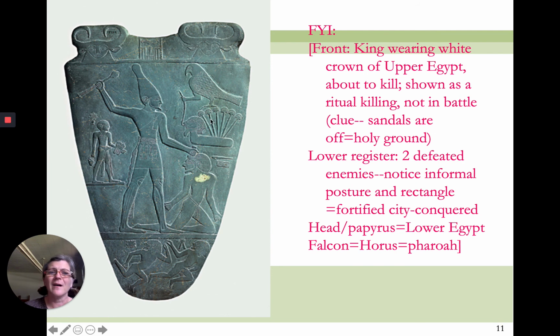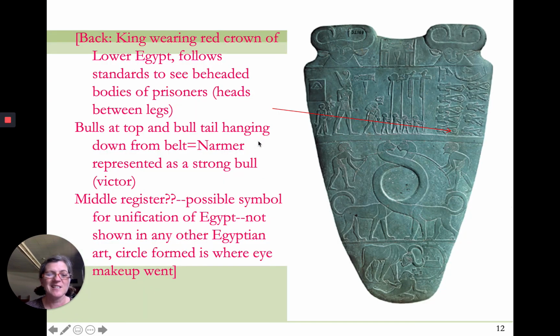There's all kinds of stuff in here, but you don't have to know all the symbols for me or for the AP exam, either way. Lower Egypt is symbolized by the papyrus scroll, and the Falcon of Horus is the symbol of the pharaoh. This is just more out of curiosity.